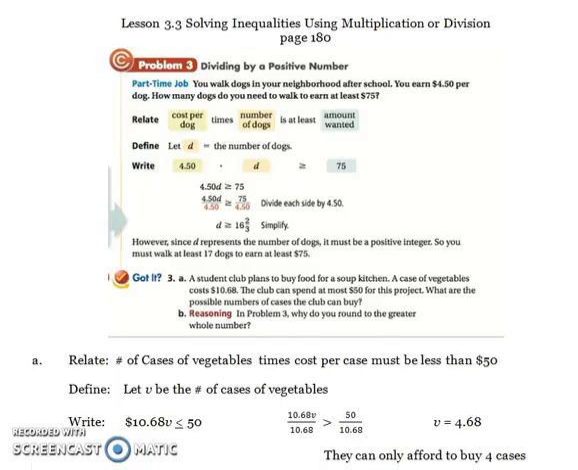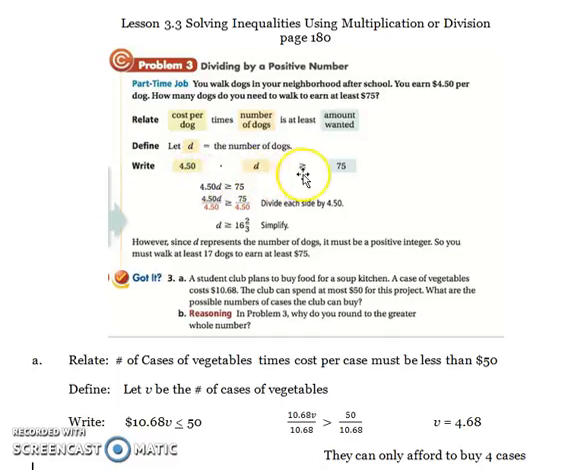So if you wanted to know how much you were going to make, you would multiply the $4.50 times however many dogs you walked. So if we already know that we're doing $75, it's going to be $4.50 times D for number of dogs. Relate, define, write. Here's the relationship. Cost per dog times number of dogs is what you want to make. So D is your number of dogs. That's defining your variable.